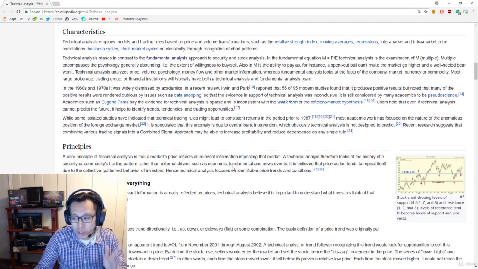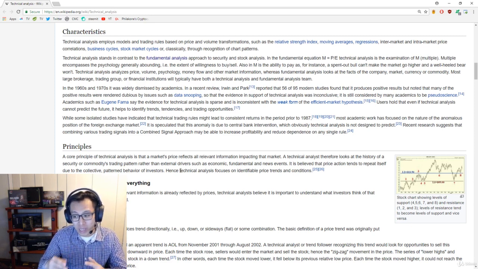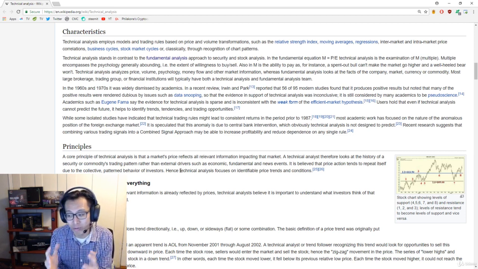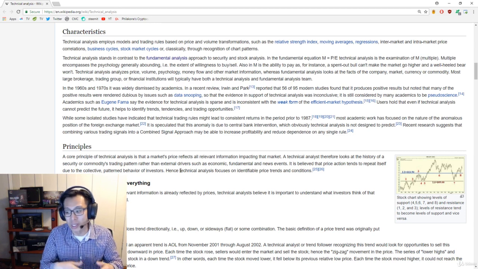So our principle lies in here, okay? Our core principle as technical analysts is that we believe the market's price reflects all relevant information that impacts the market at that specific price, right? Or in the chart. We believe everything is seen in the chart. A technical analyst looks at the history of a coin or a cryptocurrency here rather than external things such as economic, fundamental, or news events, right?